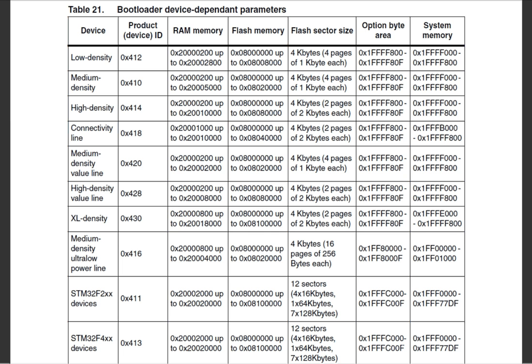Here we see table 21 in application note 2606. This shows each device family. Here's our STM32 F4 family and the system memory bootloader starting address here at hex 1FFF0000. Different device families have different system memory addresses, so please consult the table or the flash programming manual for that family.